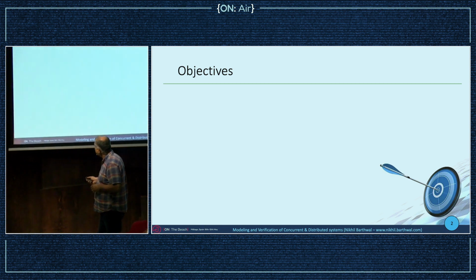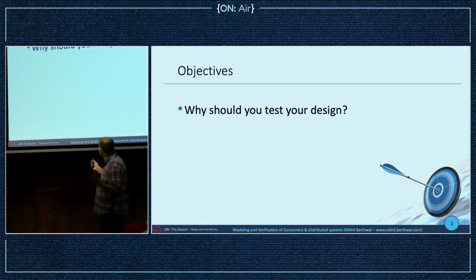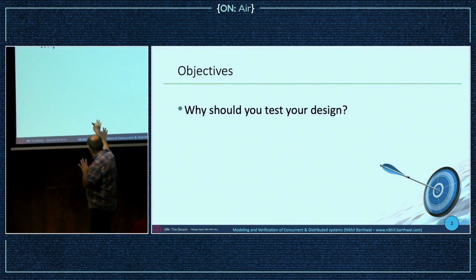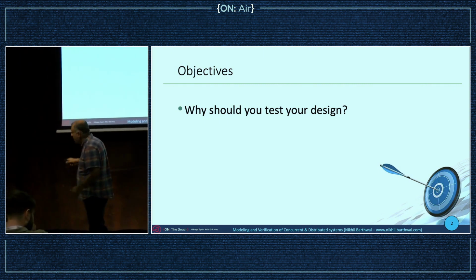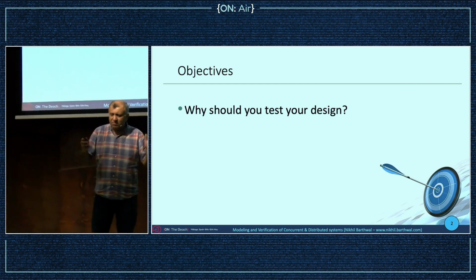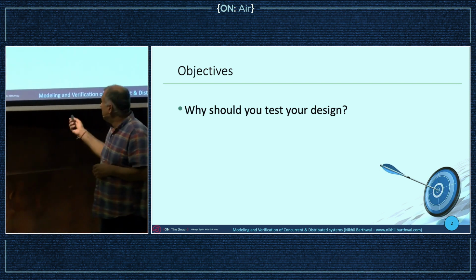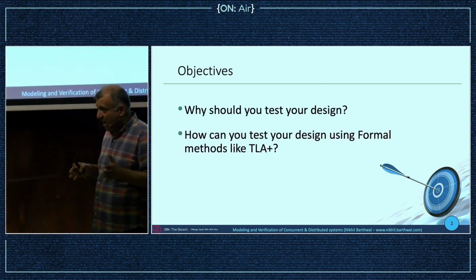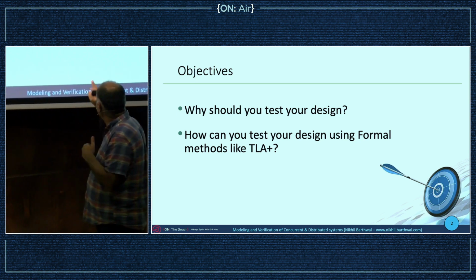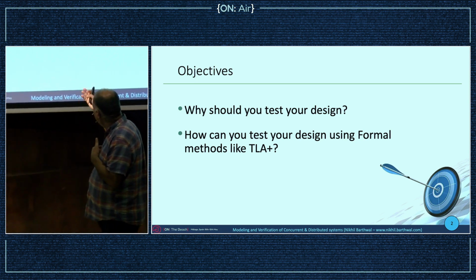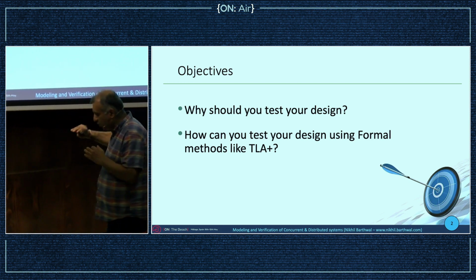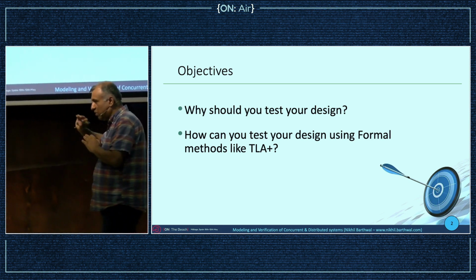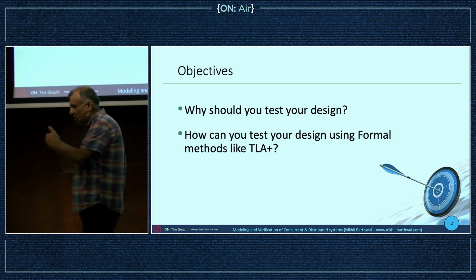Now, specifically, I have two objectives. My first objective is, and I'll explain why with some demos and examples, that you need to test your design. I'll expand on what I mean by design in a short while. The second objective is, why should you test your design with formal methods like TLA+? I'm going to be talking mostly about TLA+, although I do include a little bit of information about other formal languages and draw some comparisons.